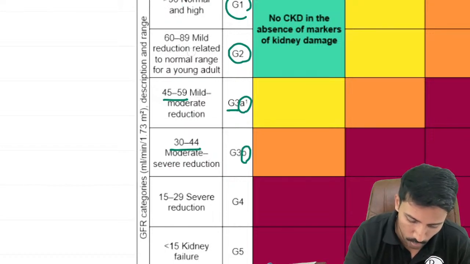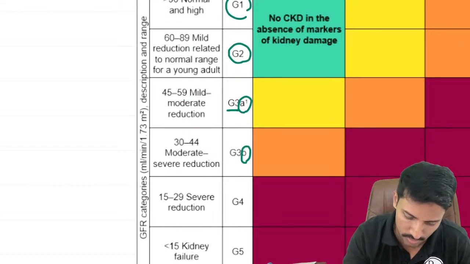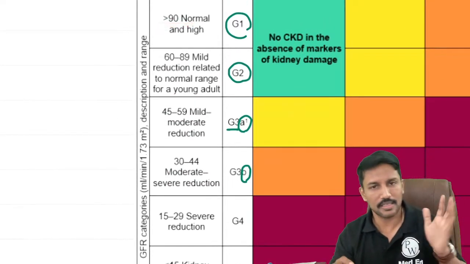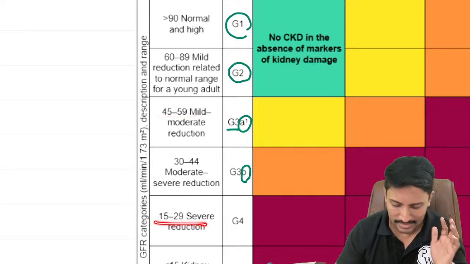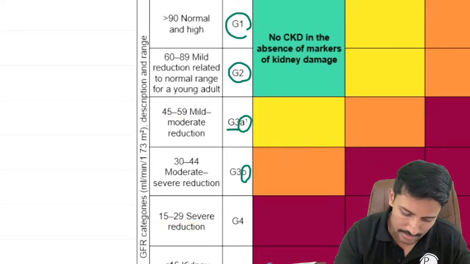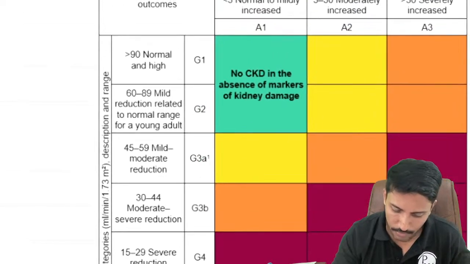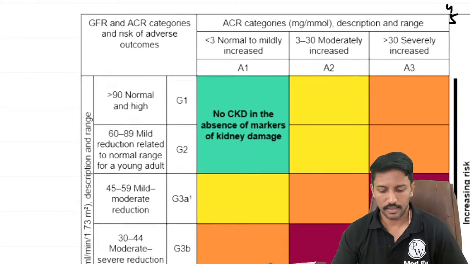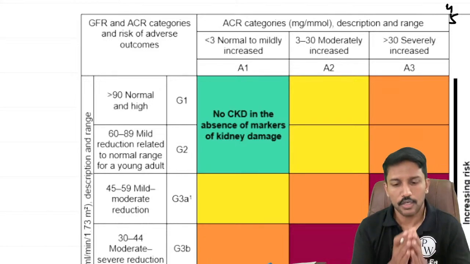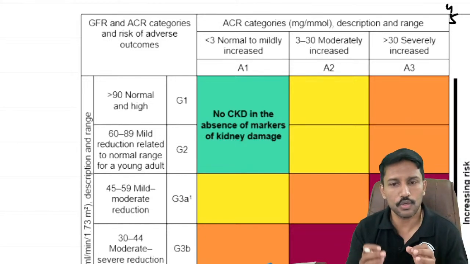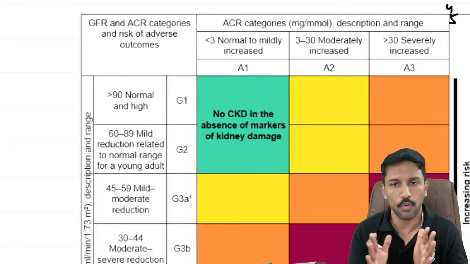It's perfectly okay to write a closer even number like 90, 60 to 90, 30 to 60, 15 to 30, less than 50. Okay, this is the GFR criteria. And then we also have an albuminuria criteria, where we are looking at the 24-hour urine albumin or the urine albumin creatinine ratio, one of them.